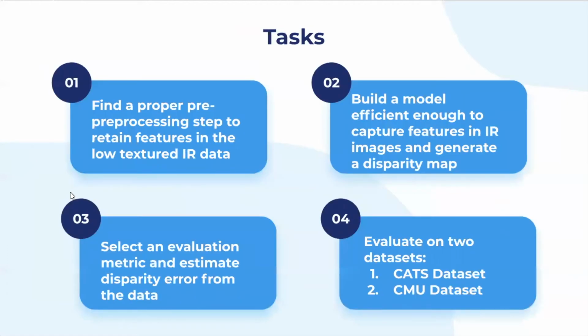These are some of the tasks we aimed at performing. First was to find a proper pre-processing step to retain the features in low-texture IR data. Second was to build a model efficient enough to capture details in these images to generate disparity maps. Third was to find an evaluation metric to estimate the disparity error. And finally, our goal was to evaluate this with two datasets, the CATS dataset and the CMU dataset.